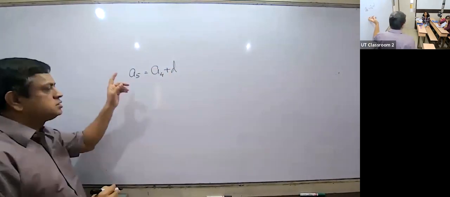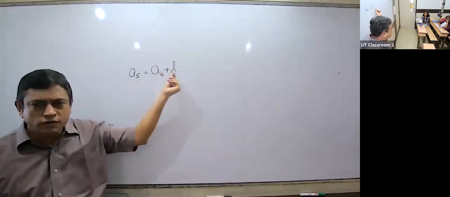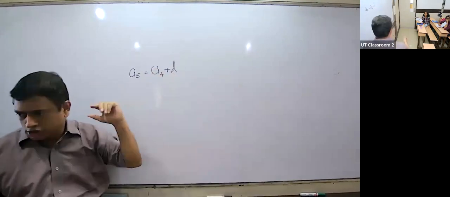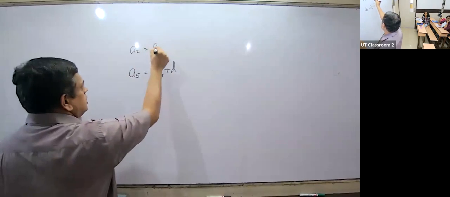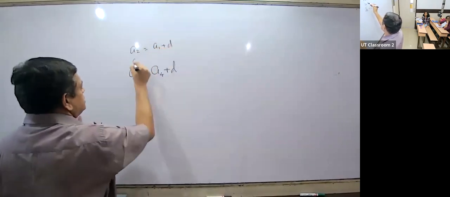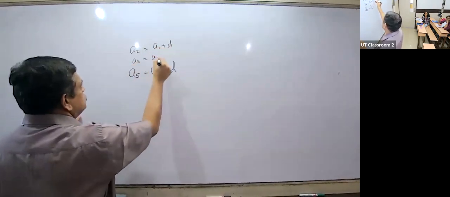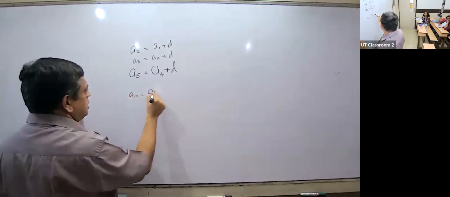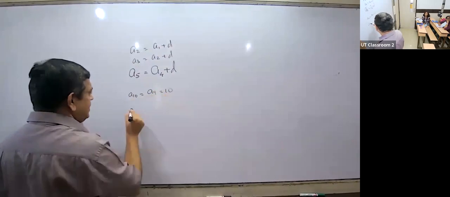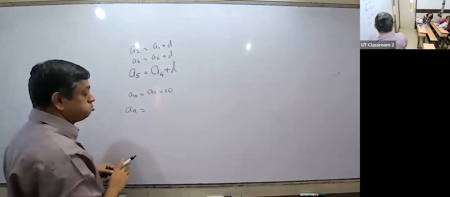Each term is obtained by adding a fixed number to the preceding term. So that means A2 can be written as what? A1 plus D. A3 can be written as A2 plus D. A10 can be written as A9 plus D. Are you following, all of you? Yes, sir. AN can be written as AN minus 1 plus D.